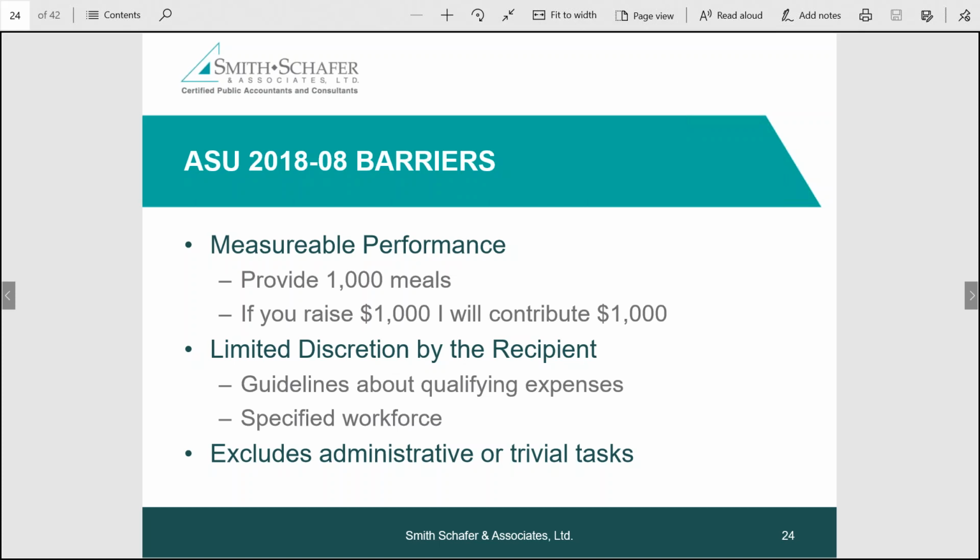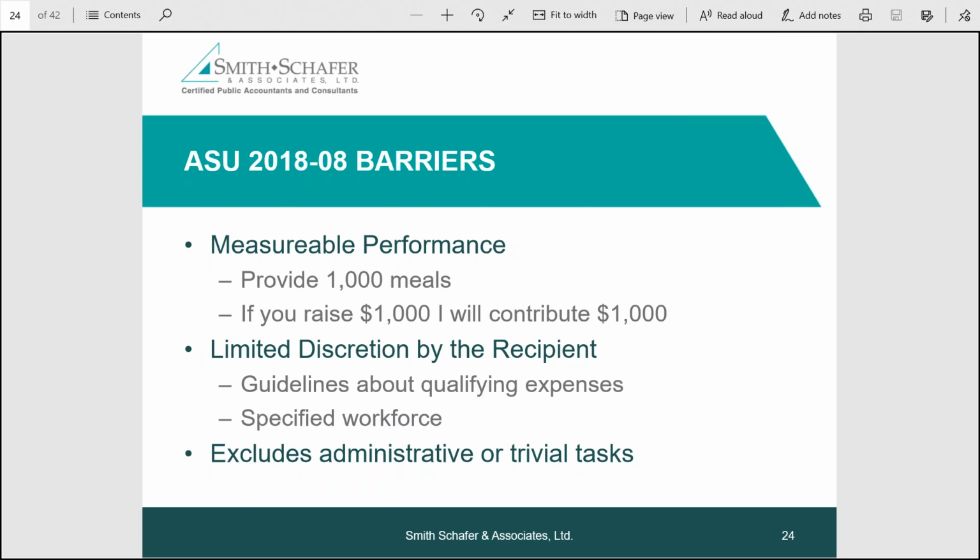There are two main types of barriers. The first would be a measurable performance. A measurable performance might be that I will give you $10,000 and you must provide 1,000 meals to elderly seniors, for example.